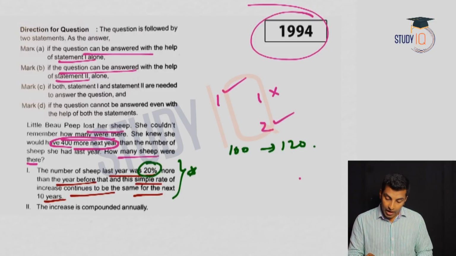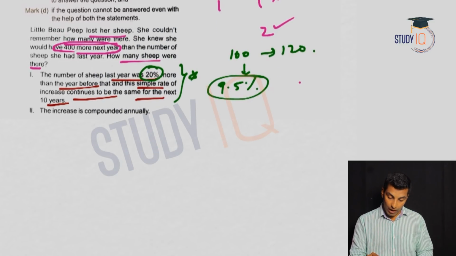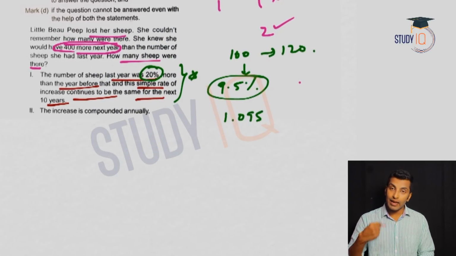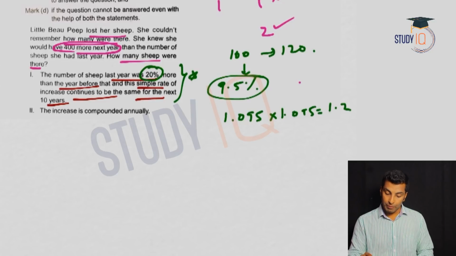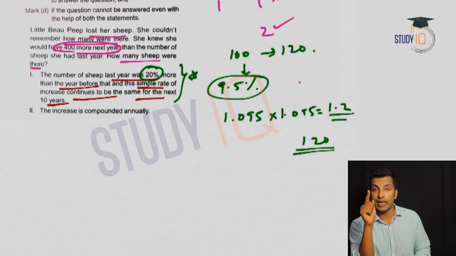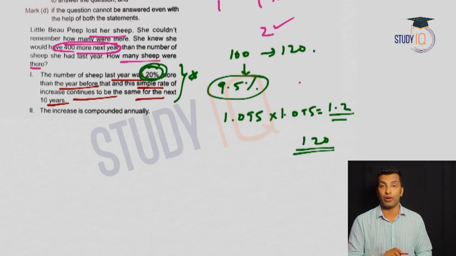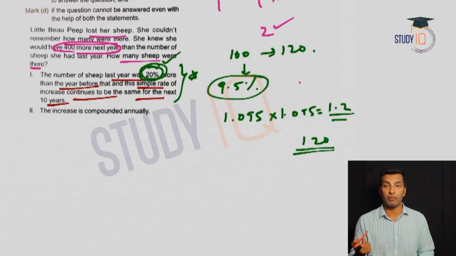Now, instead of 20% annual, if it was 9.5% calculated for 6 months, then 9.5% means you can write it as 1.095, and then again 1.095, because 6 months means 2 times. 1.095 times 1.095 will again give you about 1.2. That means 100 becomes 120 if you calculate in 6 months at the rate of 9.5%. So the problem here is they are not saying whether it is annual or not. If it is 6 months, that's a big problem. You cannot tell the answer. So statement 1 will not help you.